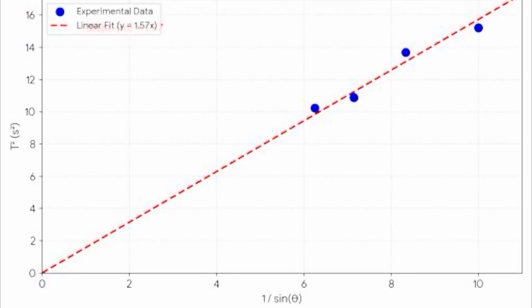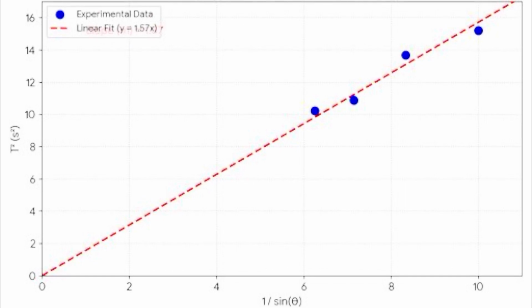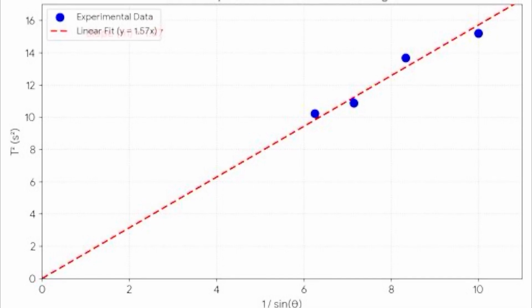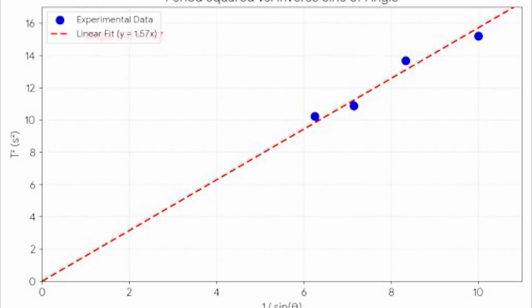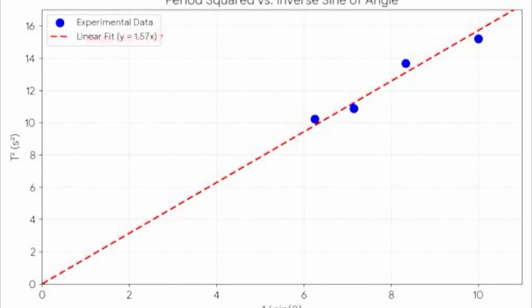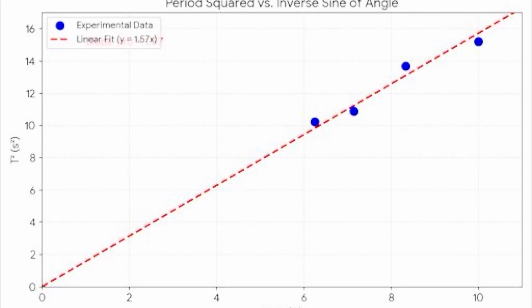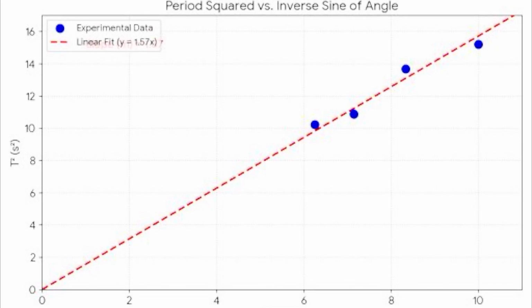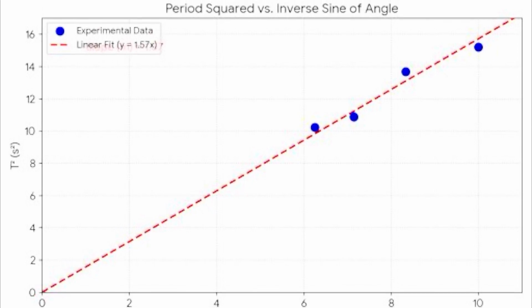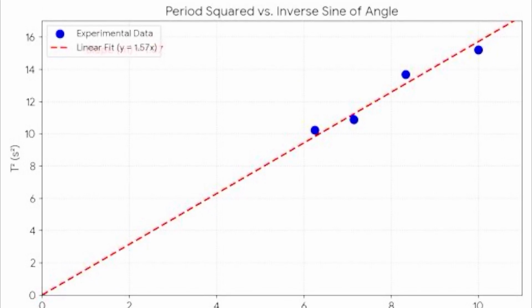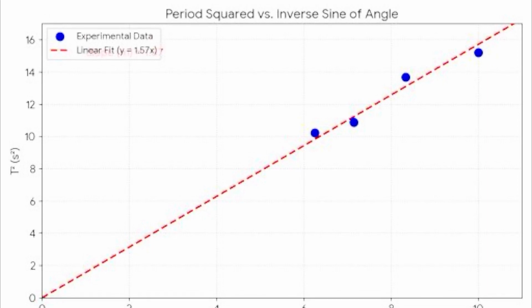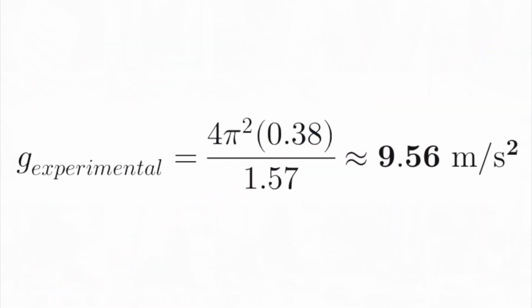Plotting the required relationship, T squared versus 1 over sin theta, we observed a strong linear correlation, which is excellent. The data fits the linear model y equals 1.57x. The slope m of our best fit line was determined to be 1.57 seconds squared. Using the slope and our known length, we calculate the experimental value of g.